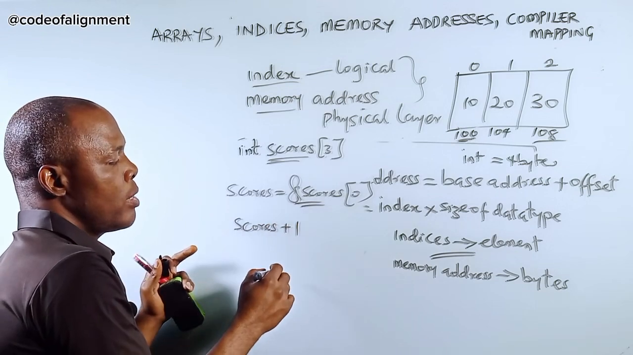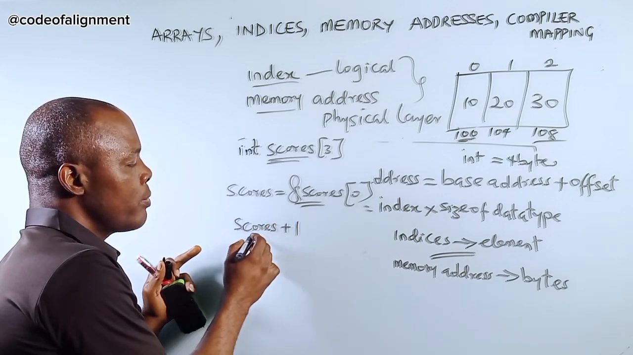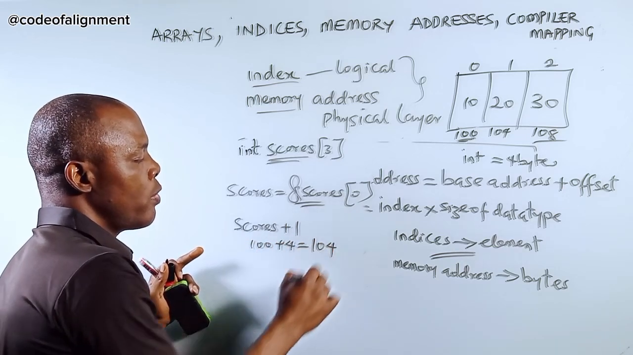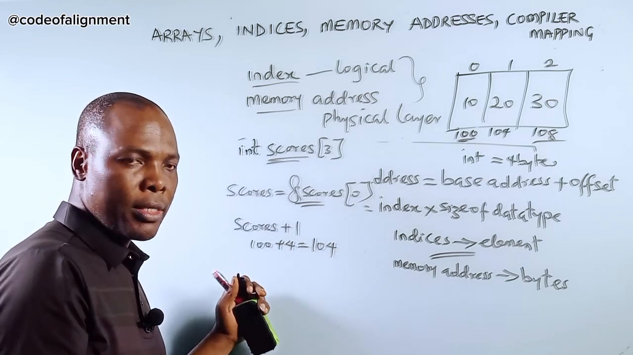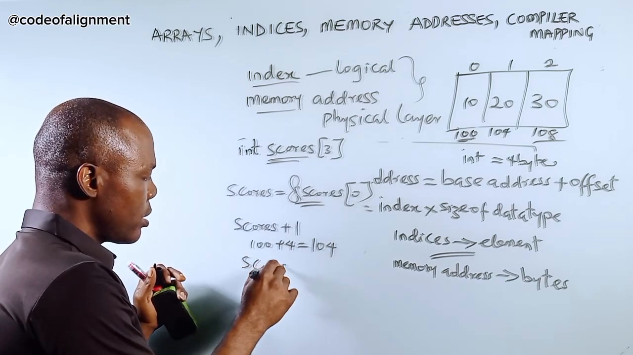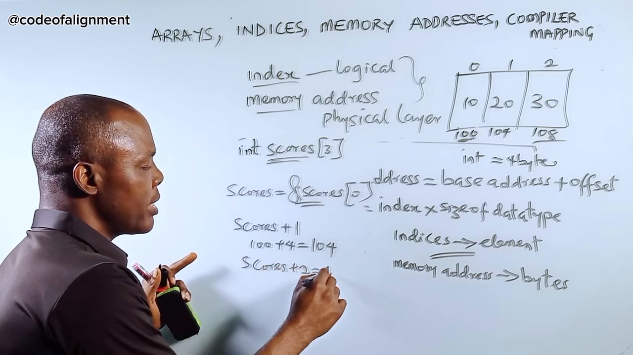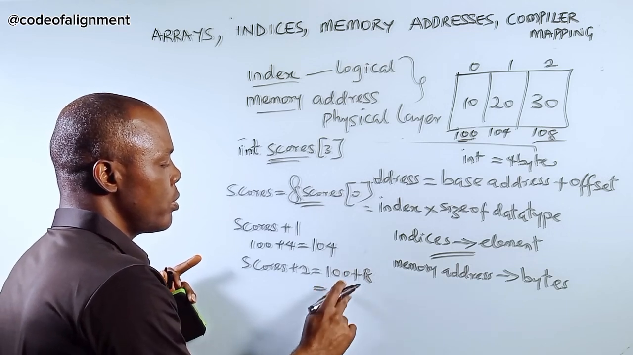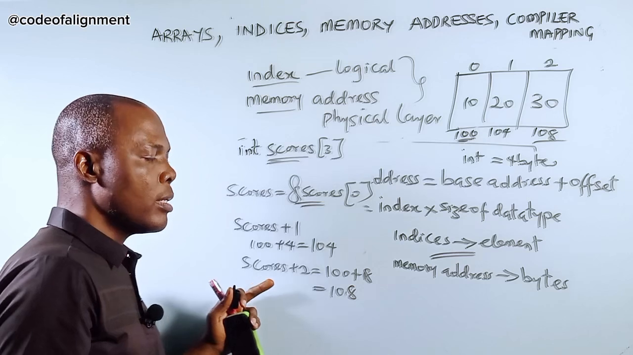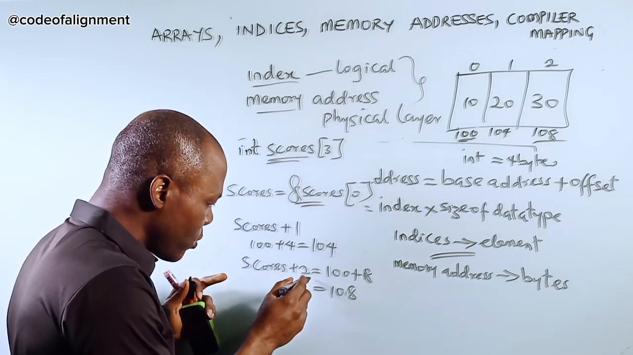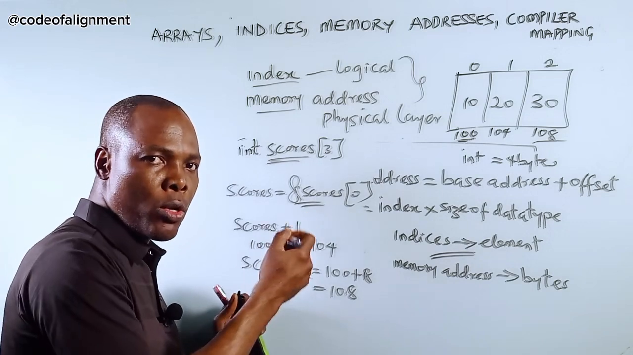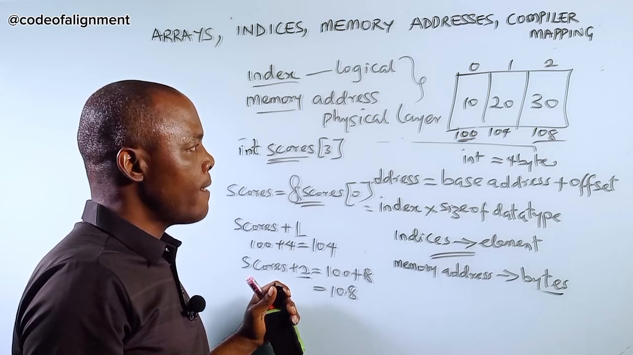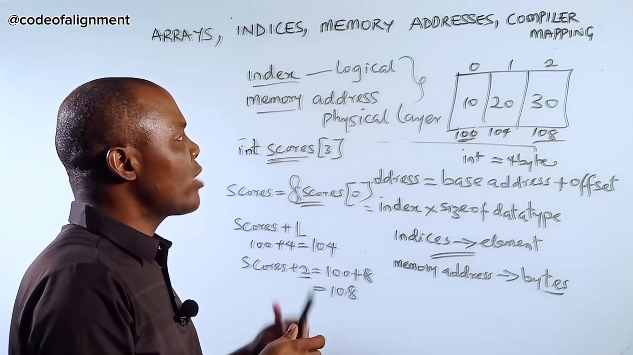So when we say scores plus 1, what we are simply saying is what? We are saying 100 plus 4 equals to what? 104. So this is known as pointer arithmetic. So when we say scores plus 2, this is the same thing as saying 100 plus 8, which is what? 108. So this is pointer arithmetic. It's not just this 2 or 1 is not actual 1 or actual 2. We are looking at what? The byte.